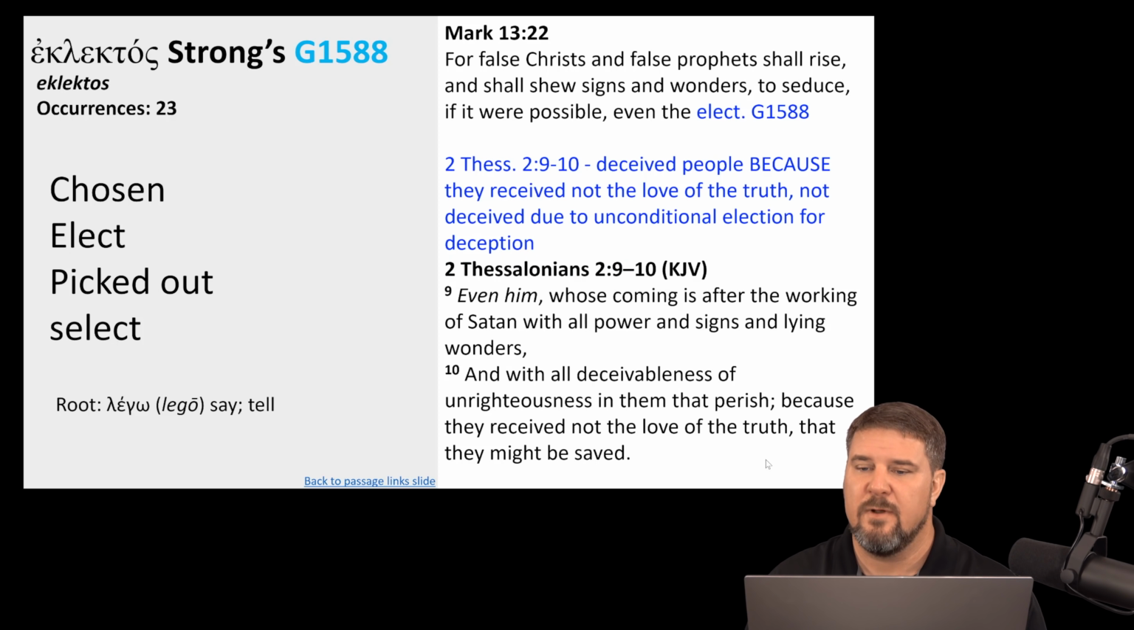Mark 13:22, "For false Christs and false prophets shall arise and shall show signs and wonders to seduce, if it were possible, even the elect." Greek 1588. In 2 Thessalonians 2:9-10, which we already looked at in the beginning of the video, the deceived people are deceived because they receive not the love of the truth, not deceived due to unconditional election for deception. And we see the verse there, which you can read whenever you get the chance.